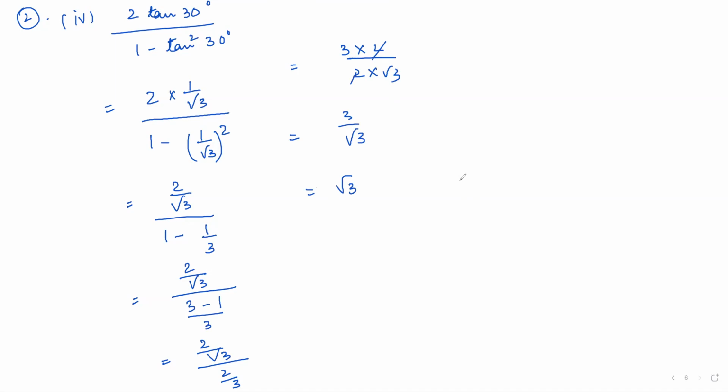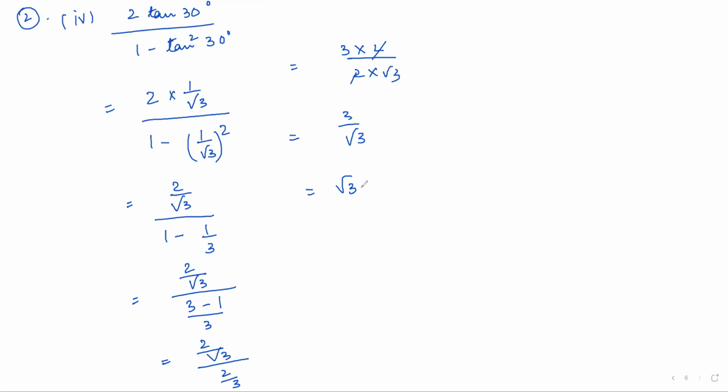Any confusion, Martin? Just have to put the values and solve it. Let's note this down. These are only calculations, right? The first step, you put the value of tan 30 and then just solve it. So finally, I have got under root 3.